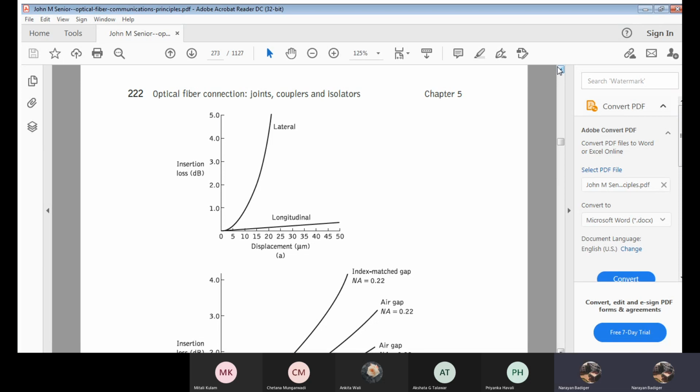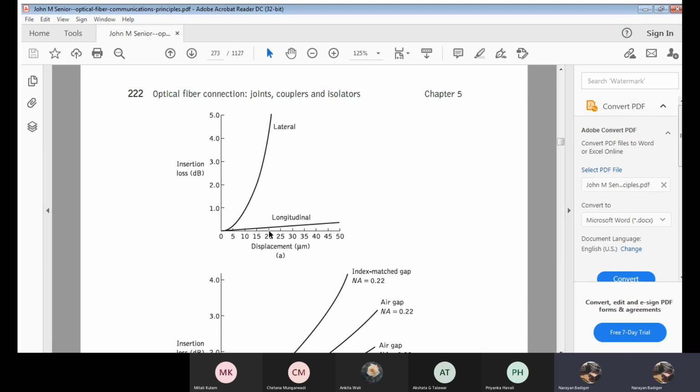Now, how exactly can we analyze this? As there is a displacement in terms of longitude, or in terms of axial or radial or lateral, or in terms of angular, as there is a change, we are going to get a lot of insertion losses. It means laterally it is going to increase. And after some point the lateral loss stops, it will be somewhere constant for some certain value. It means beyond that displacement value it may not exceed.